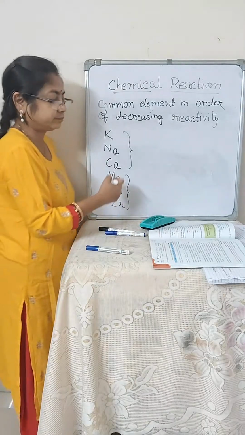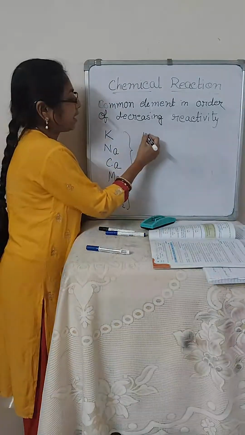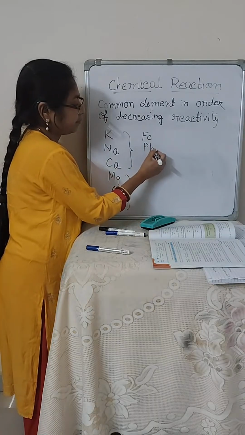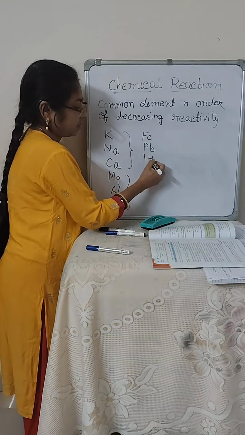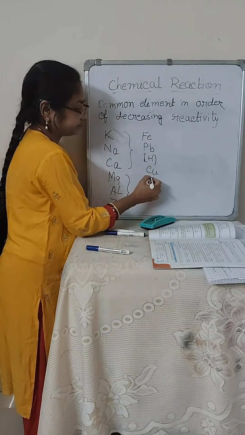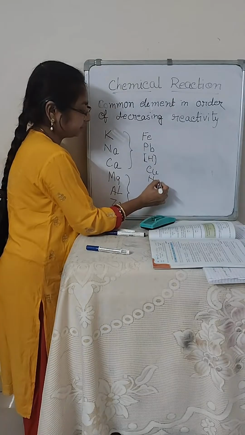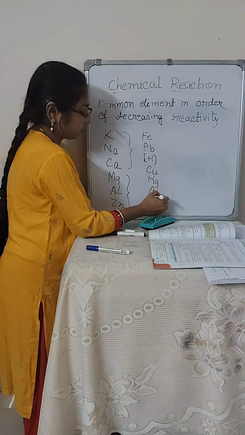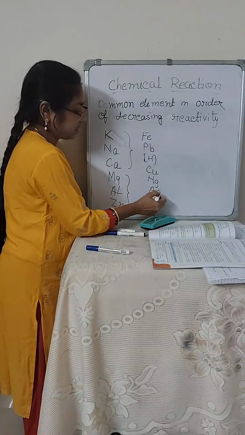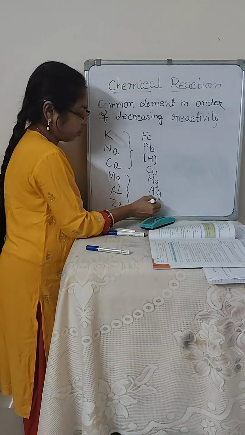Next one, Fe, Pb, hydrogen, copper, Ag, Au.